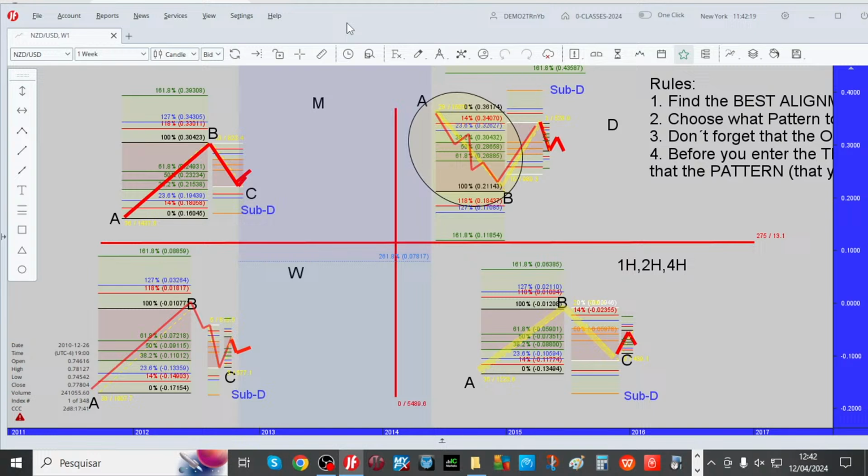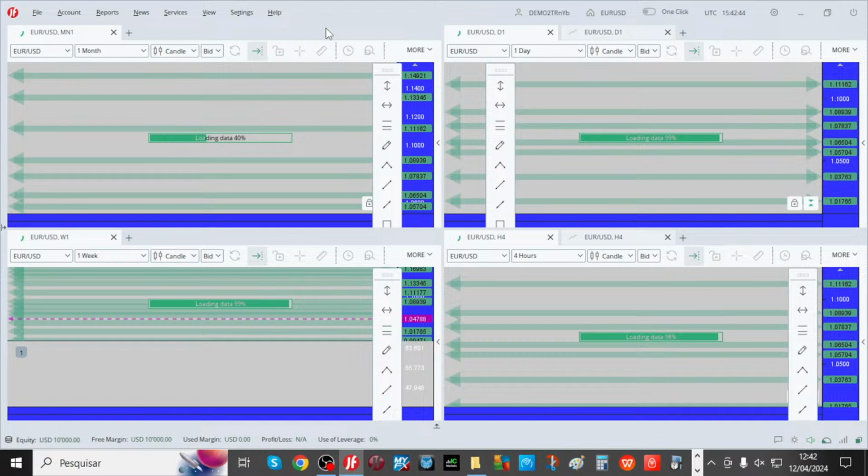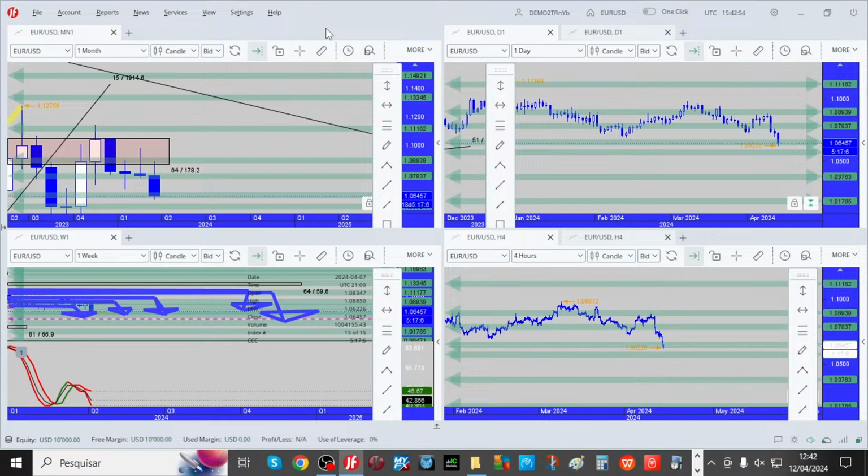So now let's go on the lesson for today. It's going to be Euro/Dollar. Boss, can I trade differently? You can do whatever you want. To attain consistency, you must understand what you are doing. Does this make sense, everybody? To attain consistency, you must understand what you are doing.